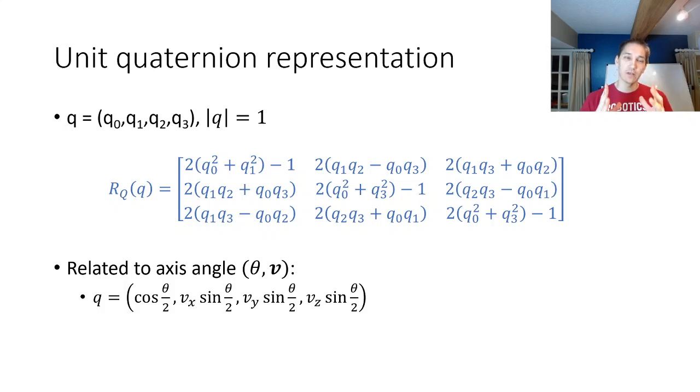So Q0 here is the real component, and then you have these three imaginary components, and these are all constrained to have unit length 1. It's very related to the axis angle representation using this equation here. But in any case, you can see that there's no need to do cosines and sines in order to produce the rotation matrix from the quaternion. So there are some advantages there.